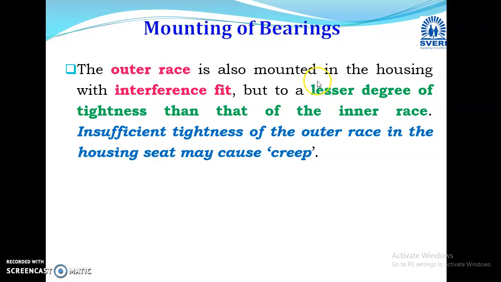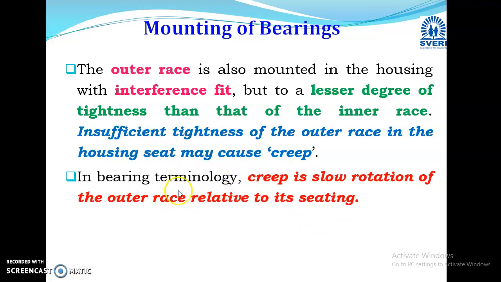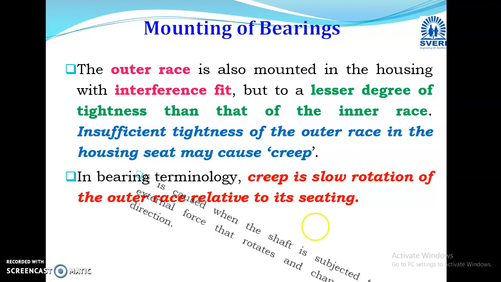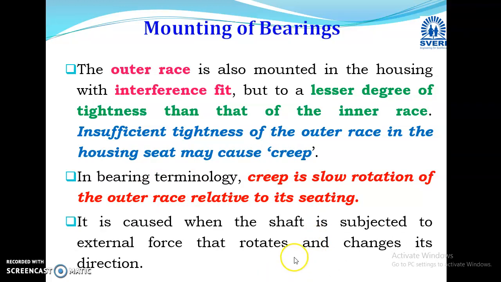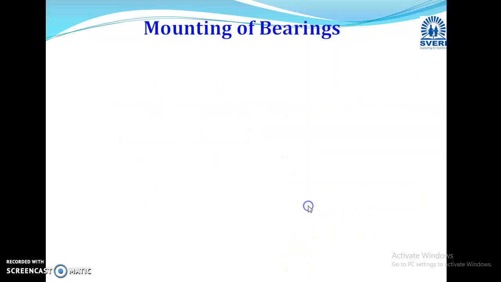The outer race is also mounted in the housing with an interference fit, but with a lesser degree of tightness as compared to the inner race. Insufficient tightness of the outer race in the housing seat may cause creep. In bearing terminology, creep is the slow rotation of the outer race relative to its seating. The outer race should not move at all, but if it is rotating, then it is a defect. We call it creep. This is caused when the shaft is subjected to external force.